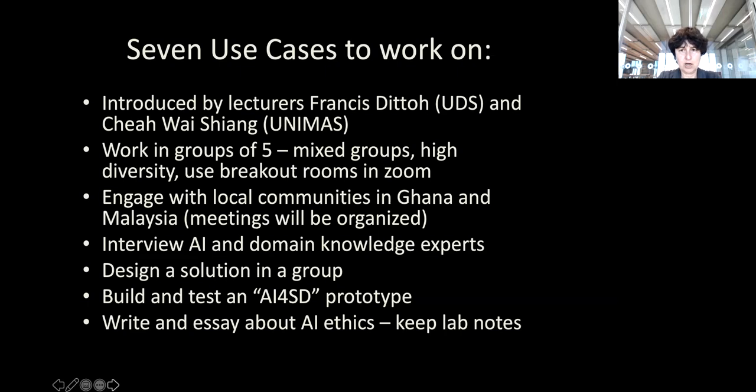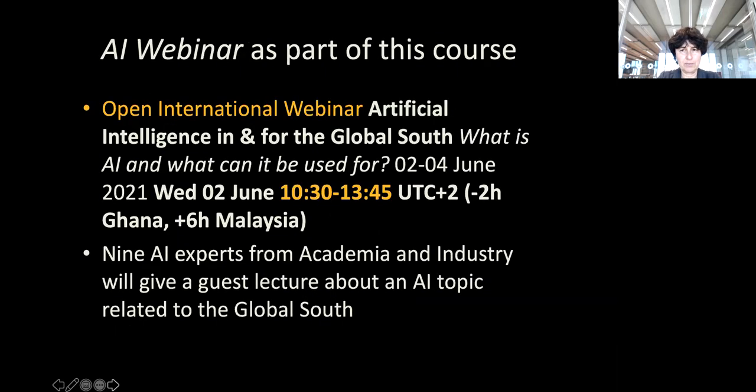So these are the use cases. So that is again a practicality. So what about the AI webinar of this week? Yeah, so Wednesday, Thursday, and Friday. Please don't miss that, because that's very important. We have this open international webinar, Artificial Intelligence in and for the Global South. It's also open for other people. So at your university, there are more people who want to attend. That is possible. We have a limited number. I think we can have 100 people in Zoom, so that's a lot.